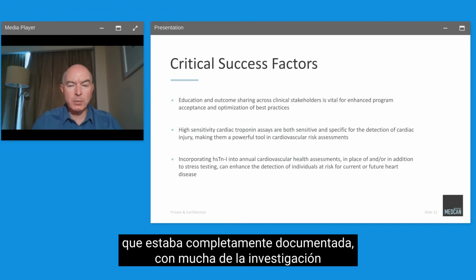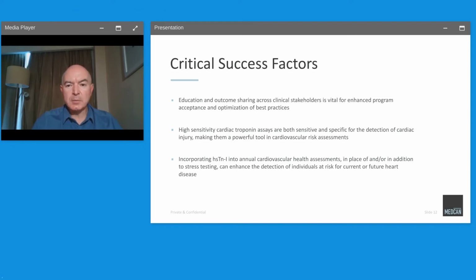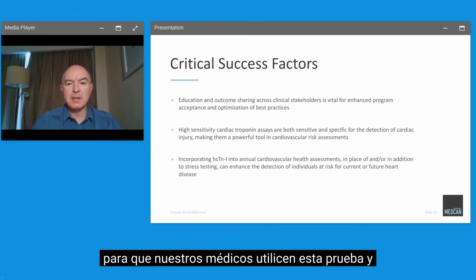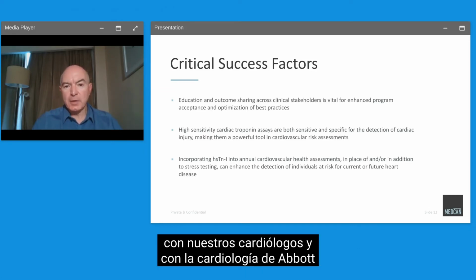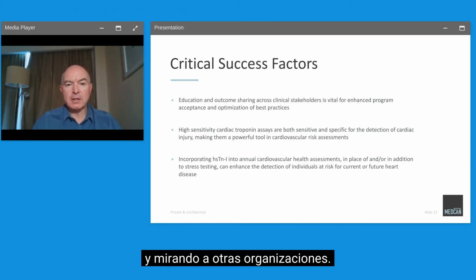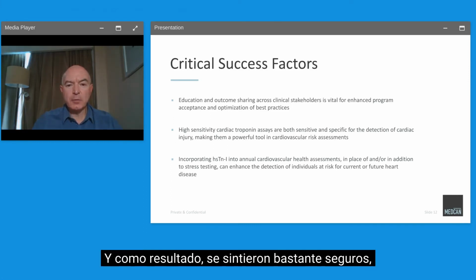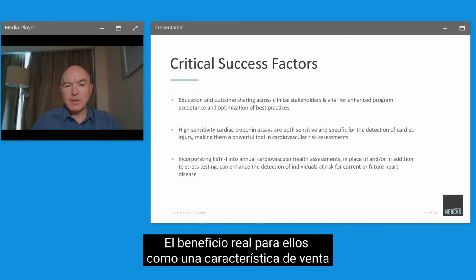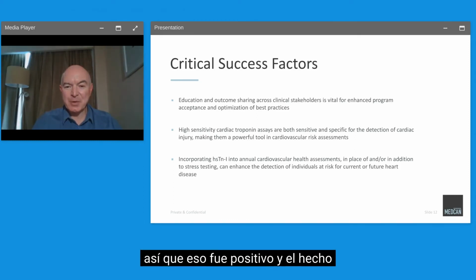A lot of the research that we've seen today, we utilized in terms of providing the confidence for our physicians to utilize this test. And then we developed this algorithm in conjunction with our cardiologists and with Abbott's cardiology, and looking at other organizations. As a result, they felt quite confident in moving forward with this new lab study. The real benefit for them as a selling feature was, of course, time savings. So that was a positive.